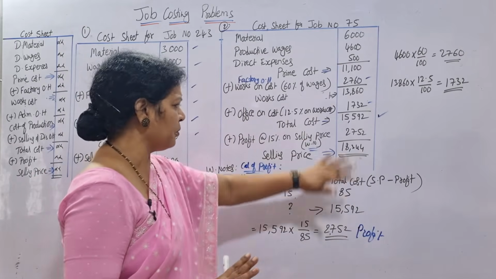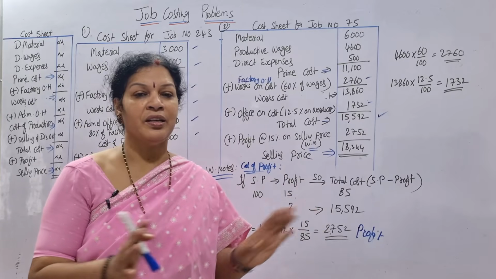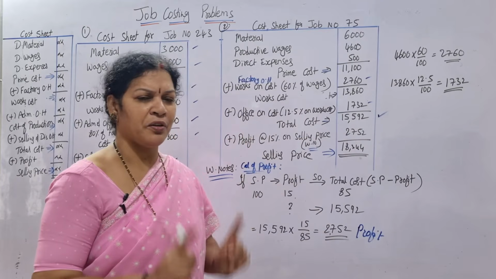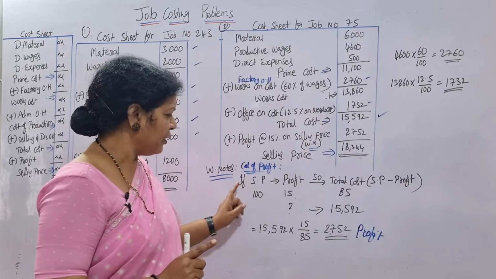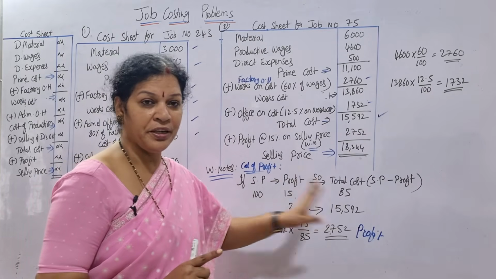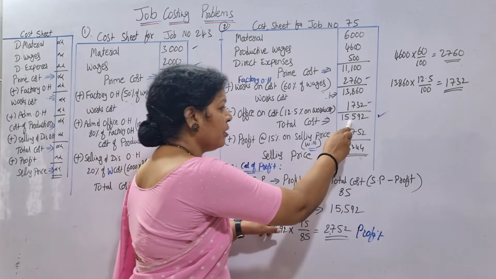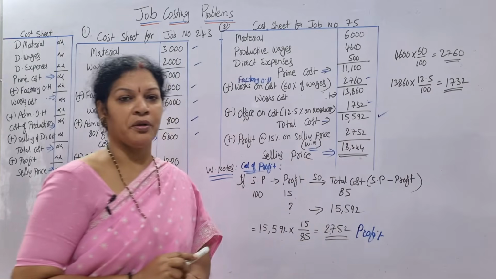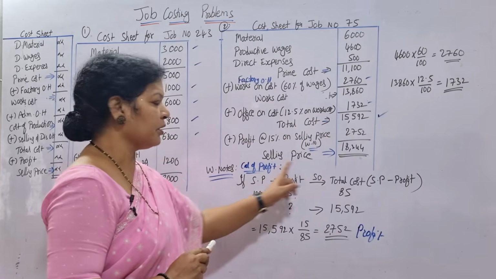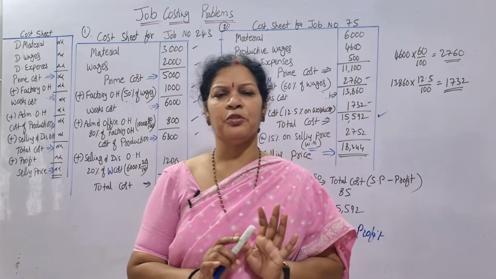Only in the last stage you have to remember, because profit they said 15%, but how to calculate profit? Simple. Up to here total cost we know. 15% profit means if selling price is 100, profit is 15, so total cost will be 85. For 15 profit, total cost is 85. For total cost 15,595, what will be the profit? In that way you got the profit. Once you get the profit, you write it over there and add it, you will be getting the total selling price. That's all, simple problem. Only calculations you need to be very careful.